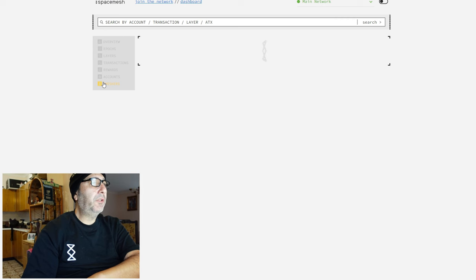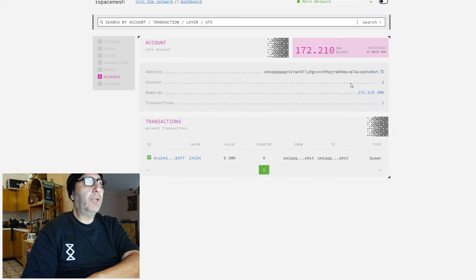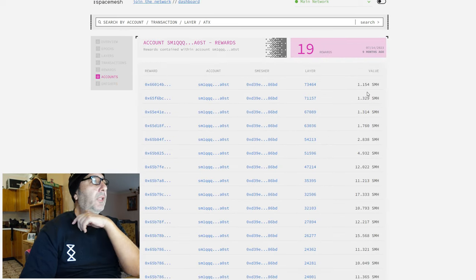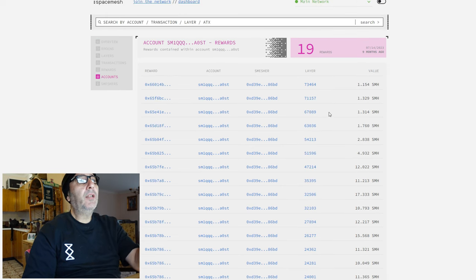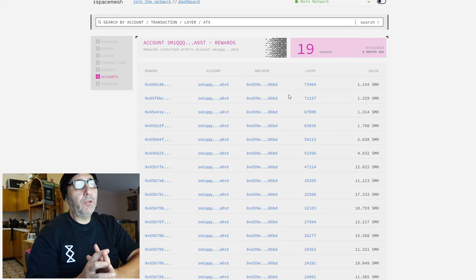Smeshers, what does this do? This tells you how many smeshers there are. Far out, someone's got 73 terabytes. Well, a few people have got 73 terabytes. It's probably more than that. I don't know, there's two million smeshers out there. So that's my account, and if I click on this one, this is everything that I've done. So you can check your history on the Explorer, that's what I'm trying to say. Because the blockchain is open, anyone can see anyone's transactions. So I've had 19 rewards, eh?